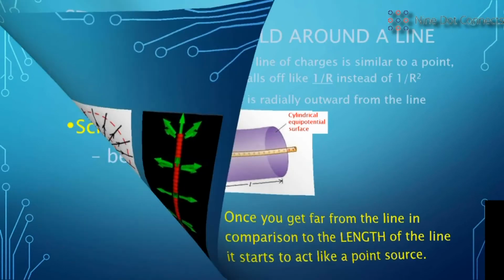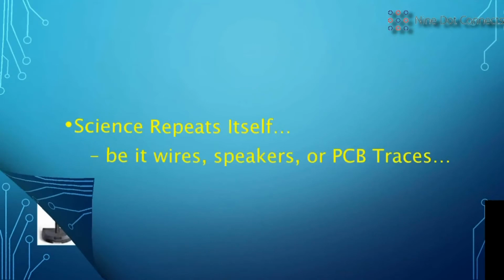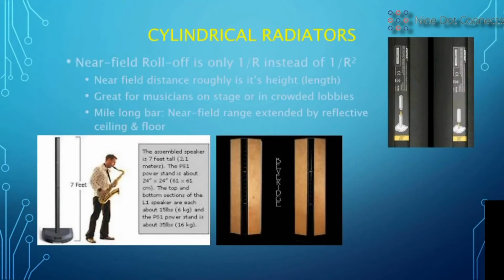Science repeats itself, be it wires, speakers, or PCB traces. Bose came out with a set of speakers called cylindrical resonators. Actually, they were invented back in the 20s, because I read about them in a book from the 30s. But it's a fairly tall antenna that radiates at all levels directly outward. Because it is a linear radiator, the roll-off in the close field, the near field, is like 1 over r instead of like 1 over r squared. This near field distance is roughly equal to its height, i.e. the length of a line segment.